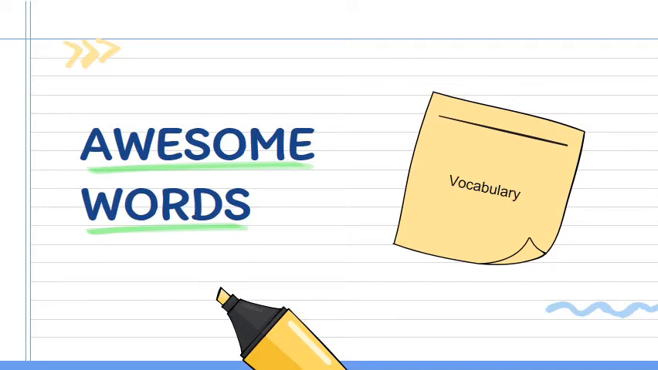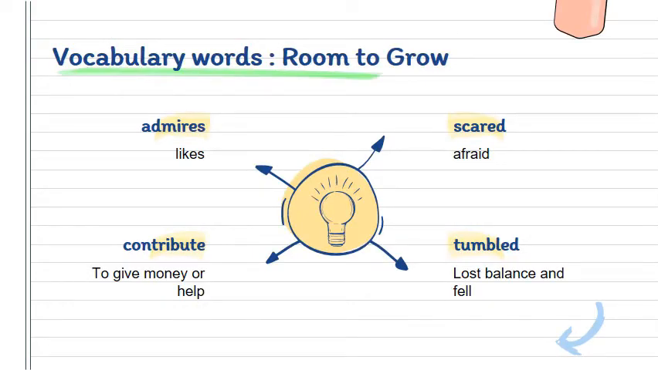Now we will move on to the vocabulary. What are the vocab words? These are from the lesson Room to Grow. I have the word admires. Admire. Do you hear there's a long I here in admire?